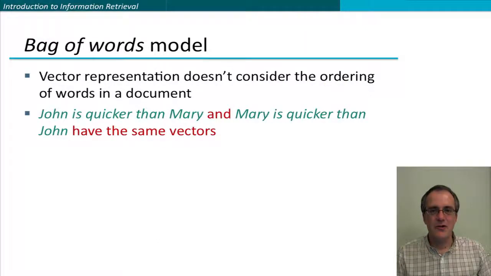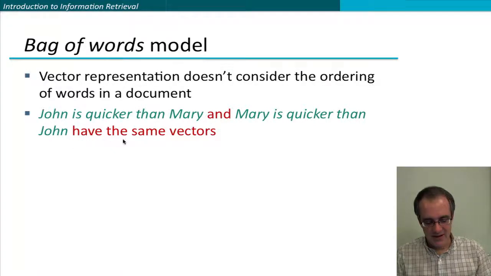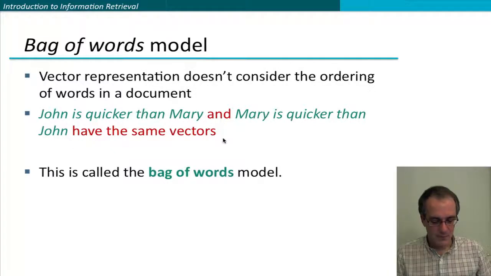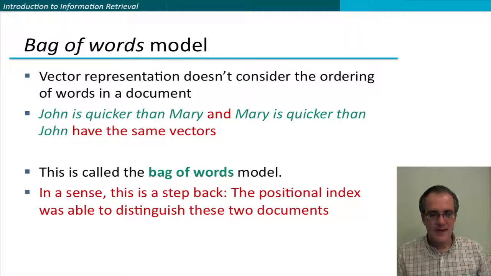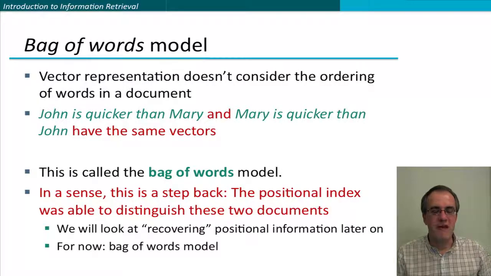The bag of words model has some huge limitations. John is quicker than Mary and Mary is quicker than John have exactly the same vectors. There's no differentiation between them, and that obviously has its limitations. So in a sense, this is a step back. Earlier on, when we introduced positional indices, they were able to distinguish these two documents by either proximity or phrase queries. And we'll want to get back to that. We'll look later at recovering positional information, but for now we're going to develop the bag of words model and how it's used in vector space retrieval models.